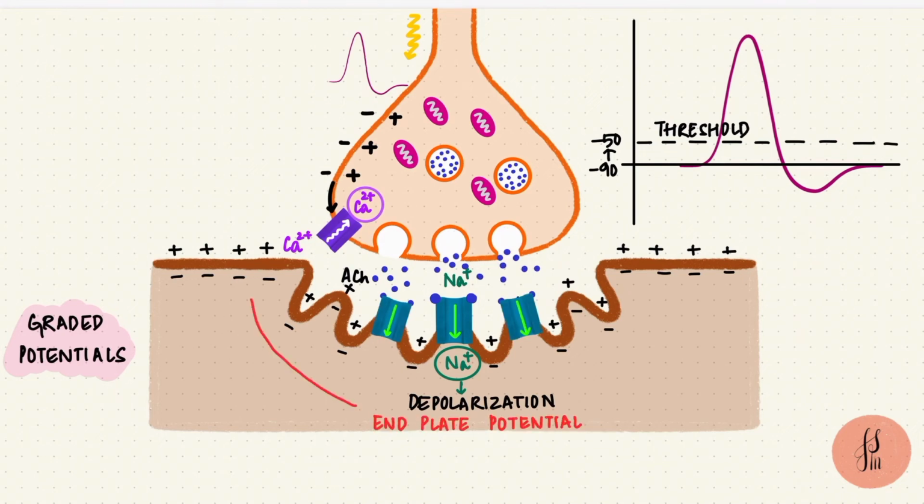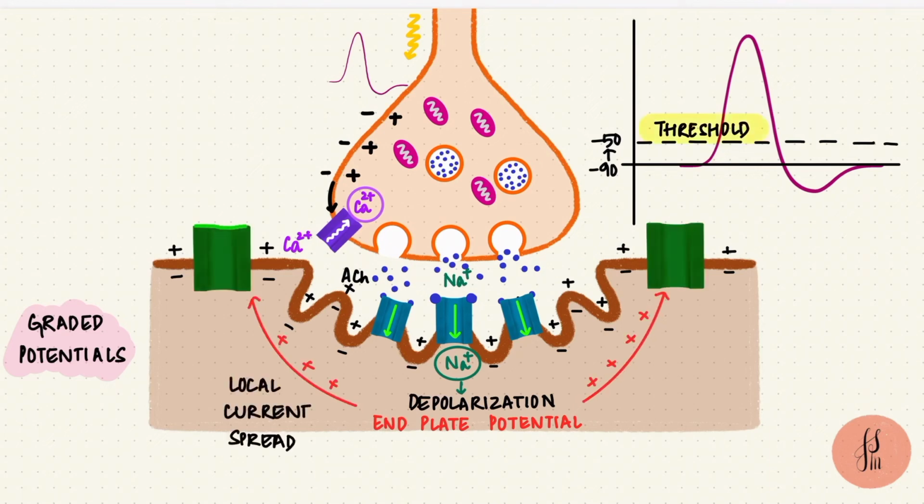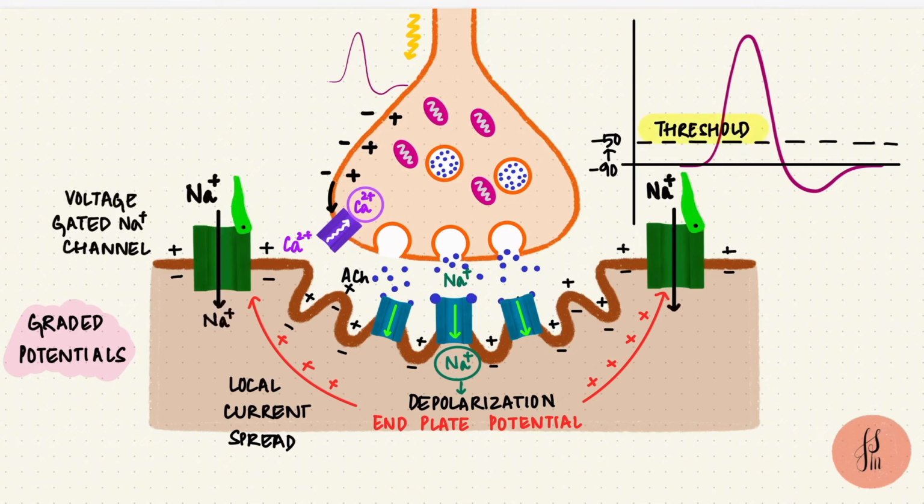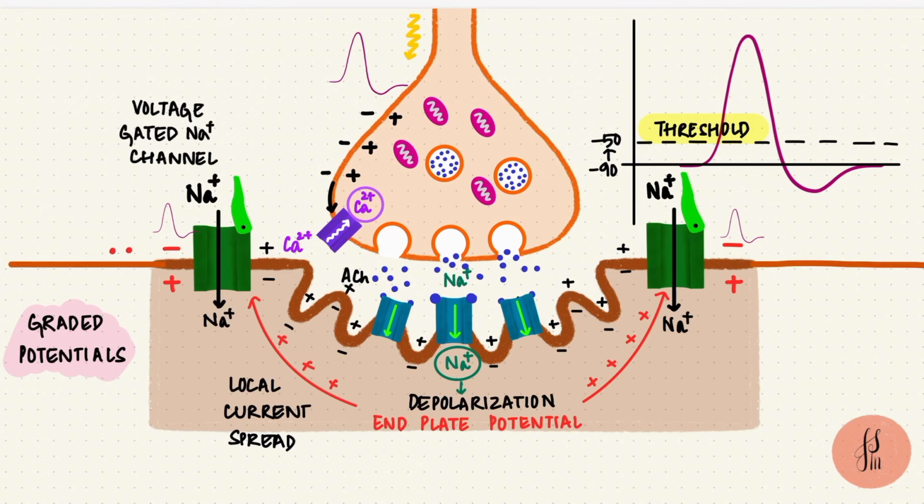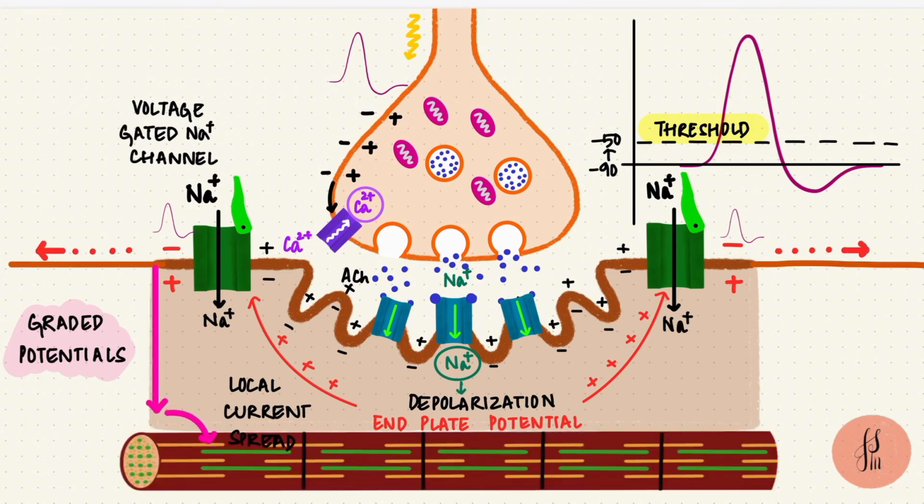This potential leads to local current spreading, and when the membrane potential reaches threshold, that opens the voltage-gated sodium channels, causing the sodium ions to rush into the cell. There is depolarization and an action potential on the muscle membrane. Now this action potential is going to get propagated along the muscle membrane, eventually causing contraction of the muscle. That process is called excitation-contraction coupling.